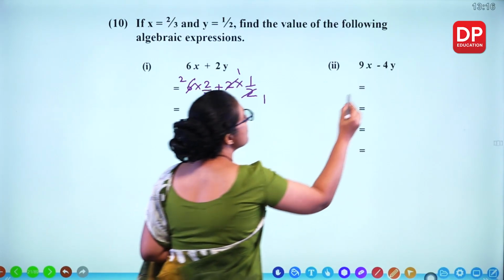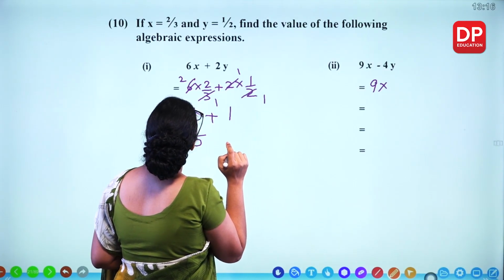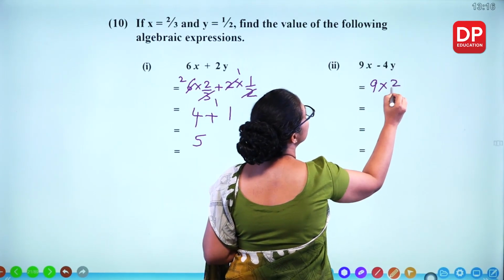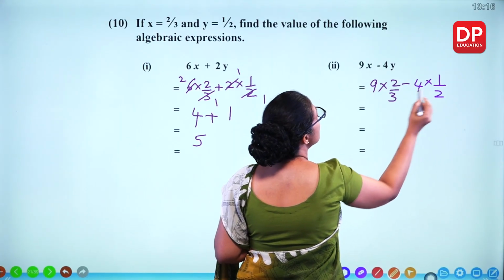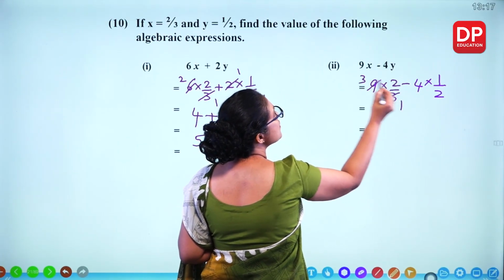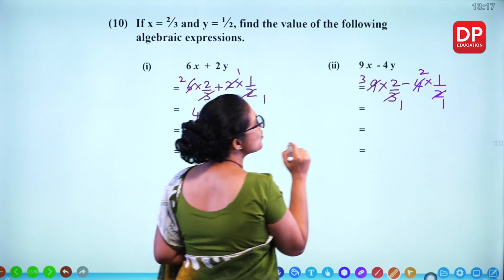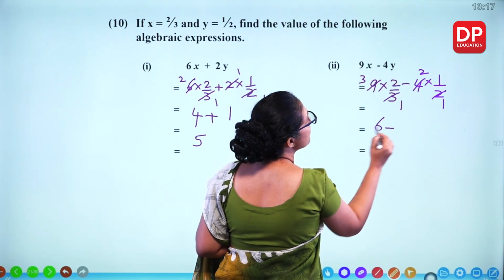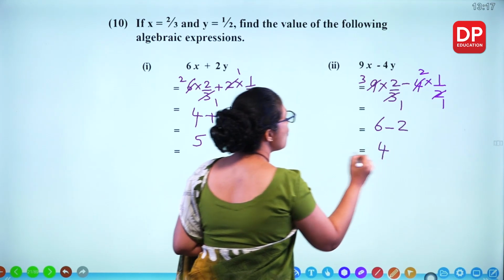This one, 9 times x. What is x? X is 2/3. 4 times half. 3 times 1, 3 times 3. 2 times 1, 2 times 2. So 3 times 2 is 6. 2 times 1 is 2. 6 minus 2, 4.